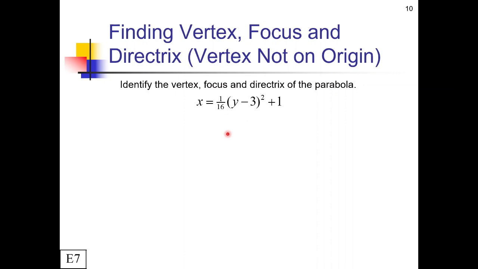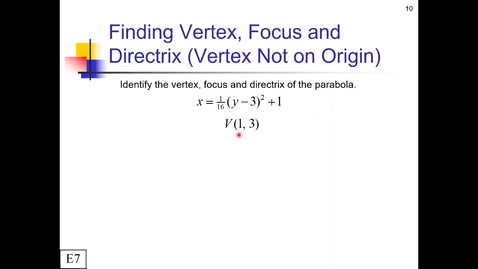All right, so let's start by getting our vertex. So the x value of the vertex is going to be this number that we're adding outside here, positive 1. The y value is going to be whatever we're subtracting in here. Remember, it's y minus k for the original formula. So 3 is going to be our y value. So then 1 comma 3 is the full vertex.